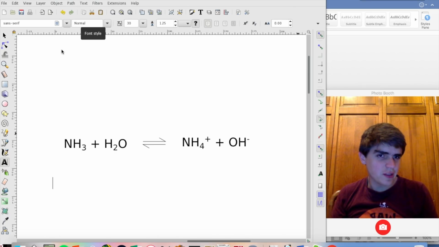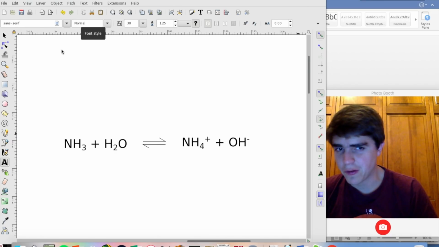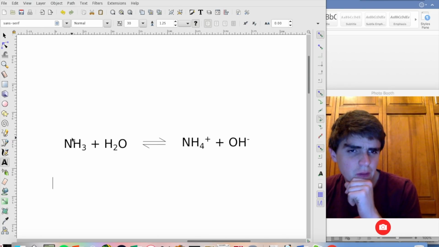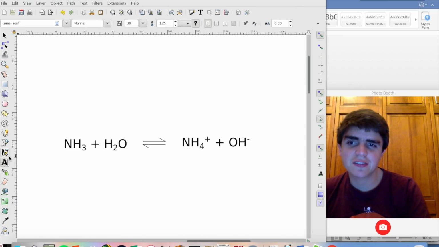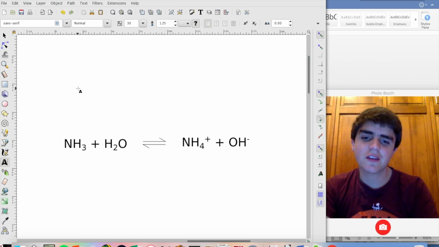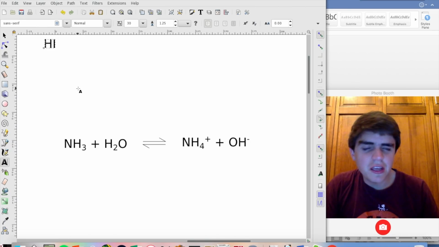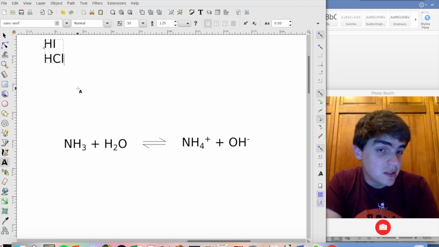So let's take a look at this example. At first glance, things are a little weird here. I've got something being added to water, but that something isn't an Arrhenius acid, nor is it an Arrhenius base. Arrhenius acids are easy to identify. Something like HI, hydroiodic acid, that's clearly an acid, it starts with H. Something like HCl, that's clearly an acid, it starts with H.